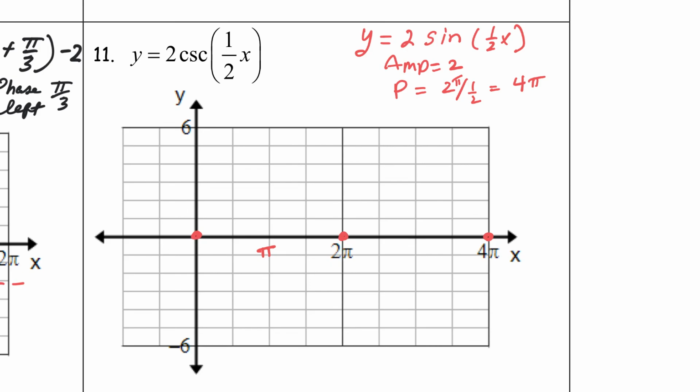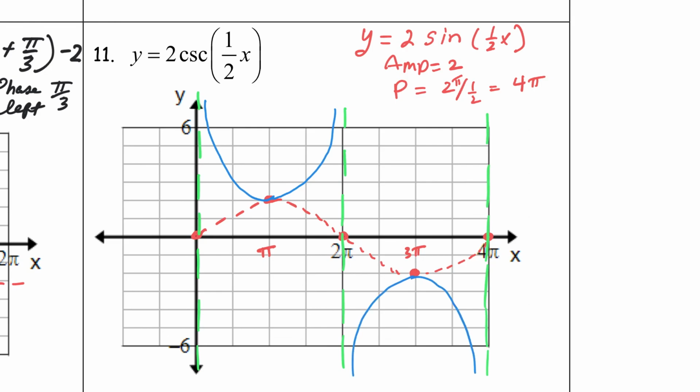And that is going to be our highest point. In this case, it's 2. In between 2 pi and 4 pi is 3 pi. That's going to be -2. Your asymptotes are going to be where it crosses the x-axis. So at 0, at 2 pi, at 4 pi. Go ahead and draw your parabolas. And there is cosecant.